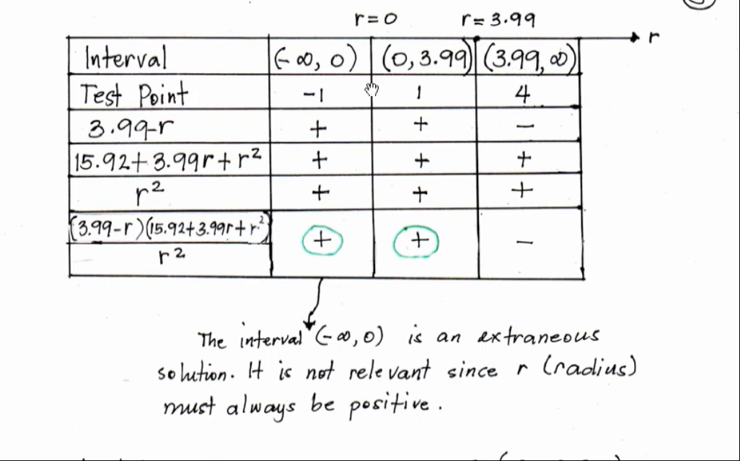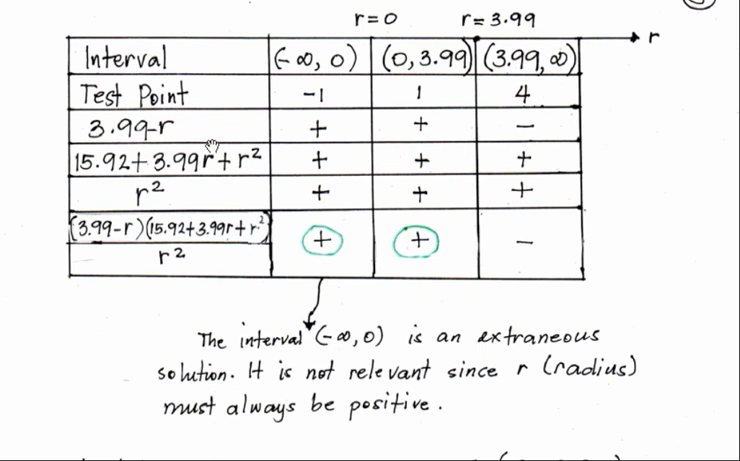How did we choose negative 1, 1, and 4? Well, choose negative 1 within this interval. The negative 1 falls in this interval, so we have negative 1. Then 0 to 3.99, 1 is there. The most convenient value is 1. Then 3.99 to positive infinity, there are a lot of numbers, but the most convenient value for r is 4.